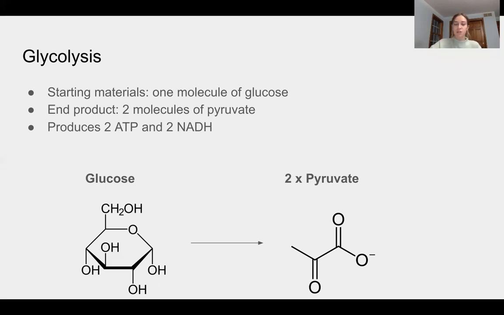Something important to note here is that you end with 2 molecules of pyruvate. Moving forward, in the pyruvate dehydrogenase complex, which is next, it just talks about 1 molecule of pyruvate going in. So it's really important to pay attention to whether a question is asking about how many things are produced per molecule of glucose or per molecule of pyruvate, because if it's per molecule of glucose, you'll have to double everything for the later steps like PDC and the Krebs cycle.